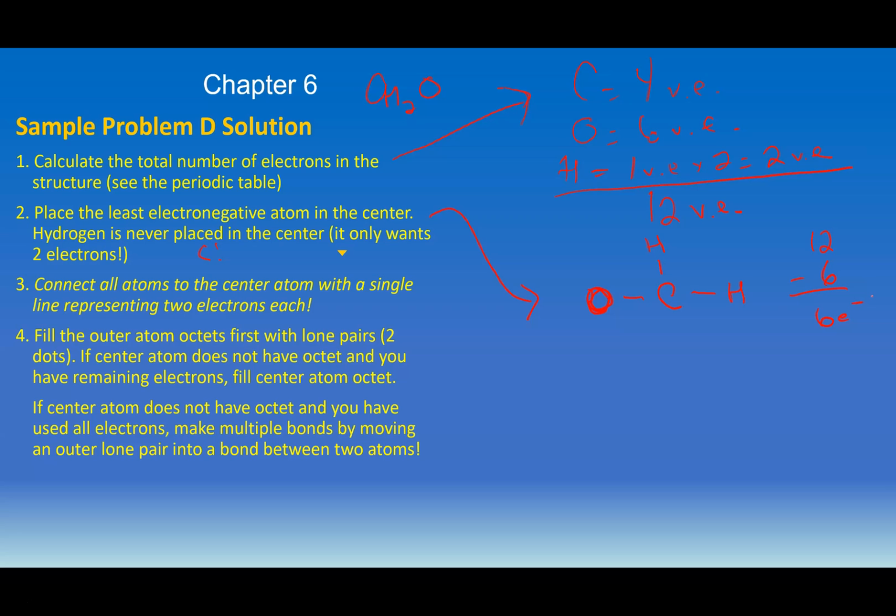Okay. Now, when we go to fill the outer atom octets first with lone pairs, remember that hydrogen doesn't get lone pairs. Hydrogen is happy if it just has 1 bond. So all of our lone pairs are going to go on this oxygen. So I'm going to put my dots. So I've got 2, 4, 6 electrons with the other bond makes a total of 8 around this particular atom.